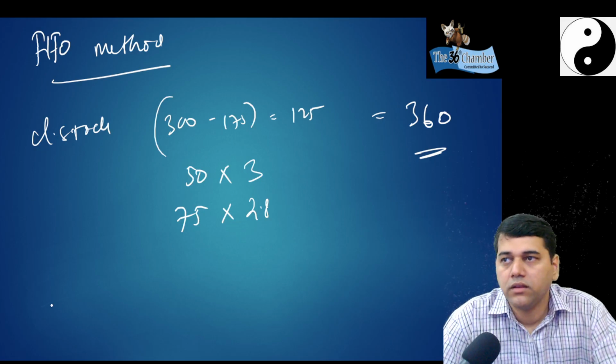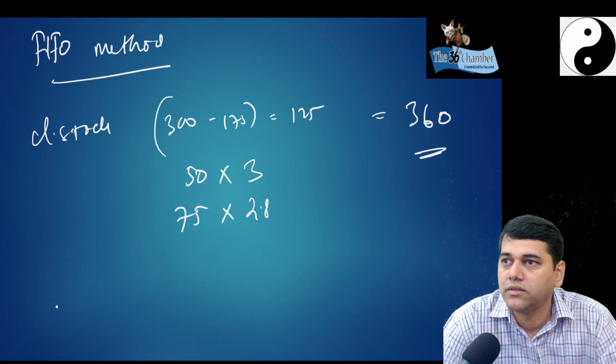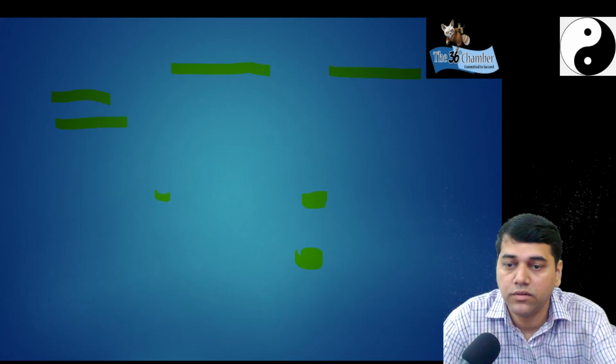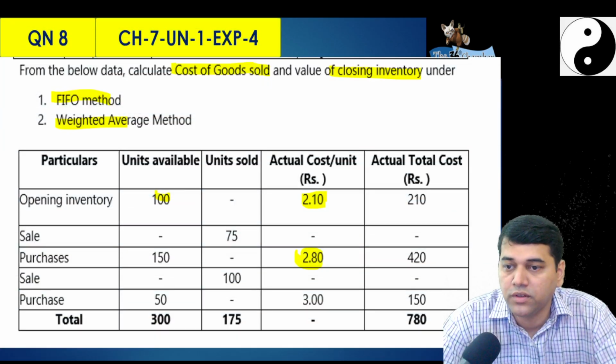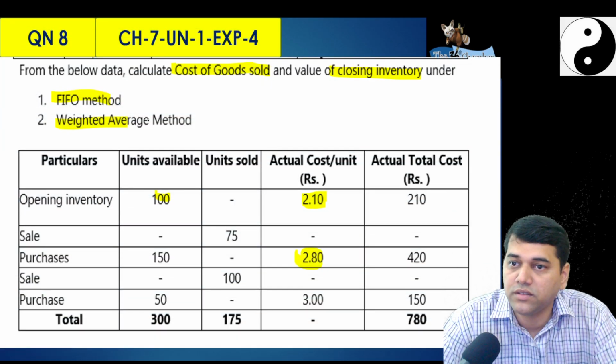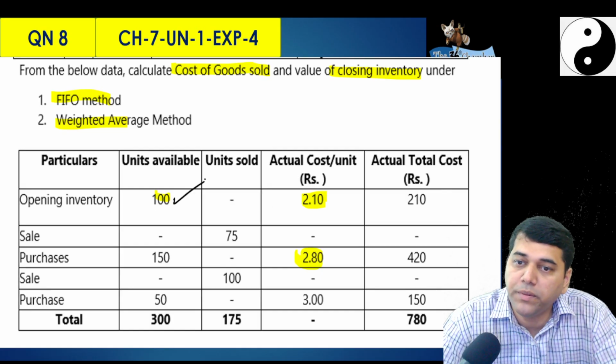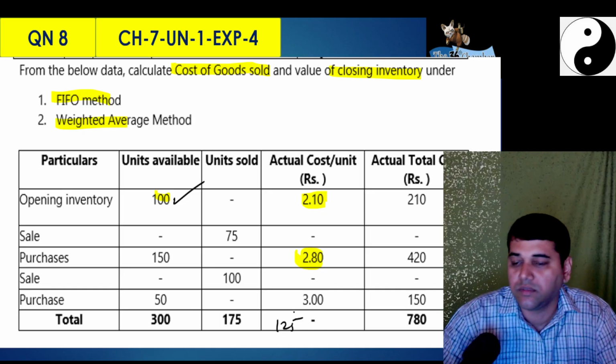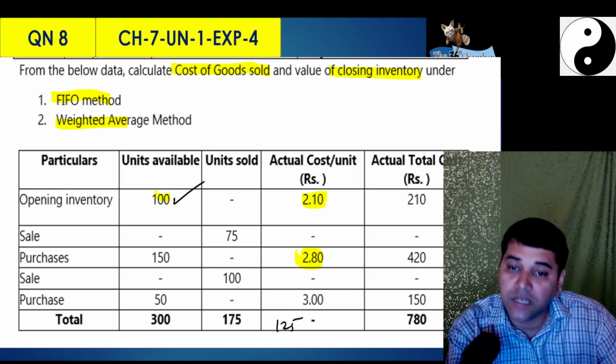Okay? Yes. Doubt? Sorry? See, when I say first in, first out, what you issued first is from the opening stock. FIFO means what stock remained, that is from the closing, that is from the latest purchases.